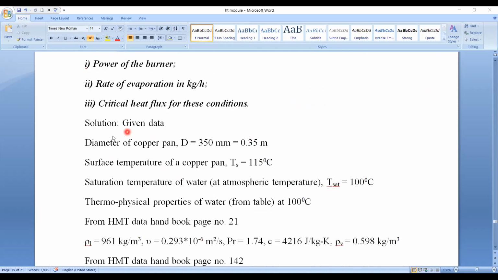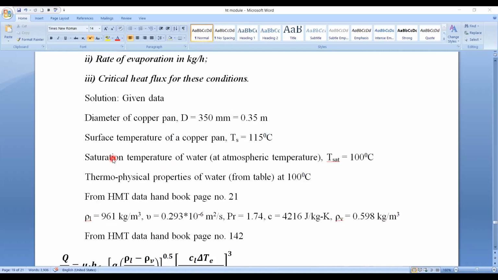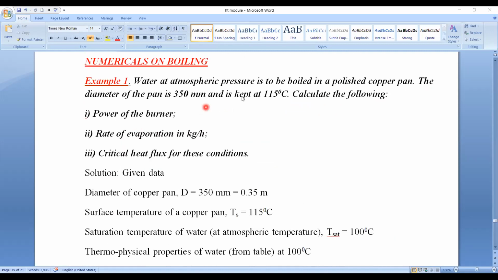In the solution, write down the given data as it is. First one is the diameter of the copper pan, denoted by capital D, that is 350 mm, which is also equal to 0.35 meters. Next, the surface temperature of the copper pan, that is Ts, equals 115 degrees centigrade.